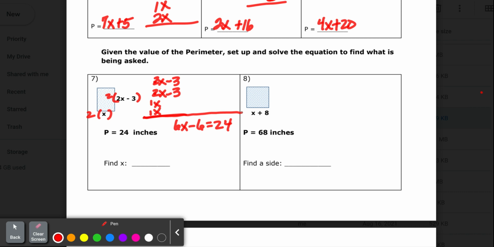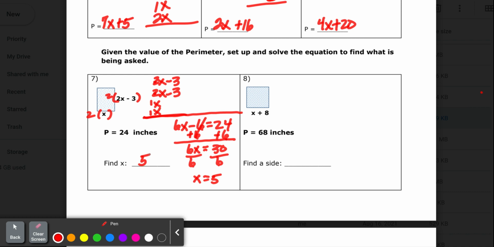Okay, so the perimeter that we've been finding on 1 through 6 is 6x minus 6. But they actually tell us that it's equal to 24. So now we have to find x. So it's just a 2-step equation, which is what we've been practicing on assignments 1 and 2. So we're going to add 6 to both sides. We have 6x equals 30. And then we're going to divide both sides by 6. So 30 divided by 6 is 5.